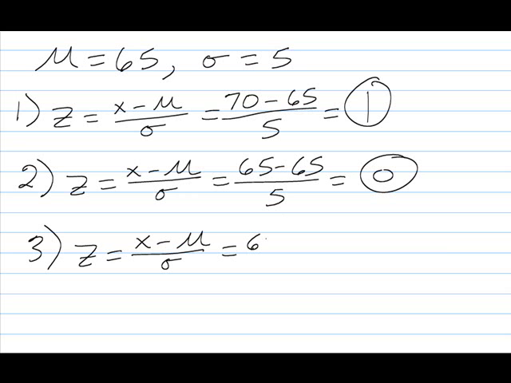So we take 62, our x value, minus our mean of 65, divide that by 5. That gives us negative 3 over 5, or negative 0.6. Notice in this case we get a negative z-value. A negative z-value means our observation is below the mean. A positive z-value means our observation is above the mean. So we can say that our score of 62 is 0.6 standard deviations below the mean. And that's how you always interpret a z-score.